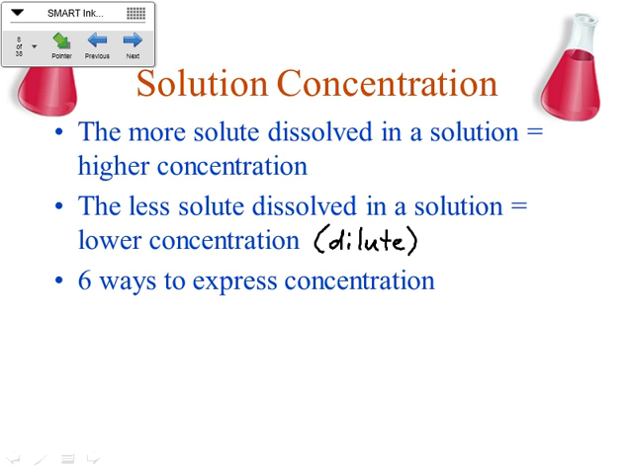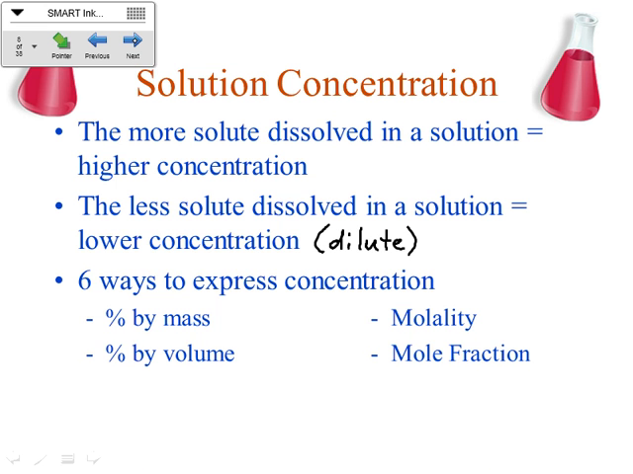There are 6 ways to express concentration. That's probably not true. There are probably more than 6. We're going to talk about 6 right now. Percent by mass, that one we're going to learn how to do calculations with. Molality, that one we're not going to learn how to do calculations with. Molality, yeah, it is weird. It's molality, yep. Percent by volume, we're going to do calculations with. Mole fraction, we're not going to do calculations with. Pretty much never equals percent. Molarity, we are going to do calculations with.